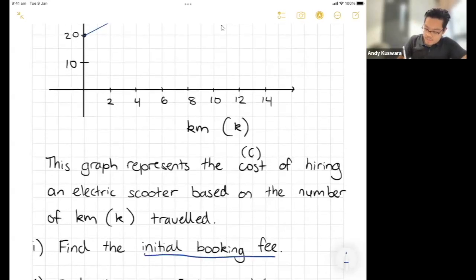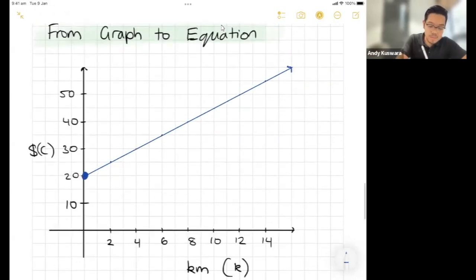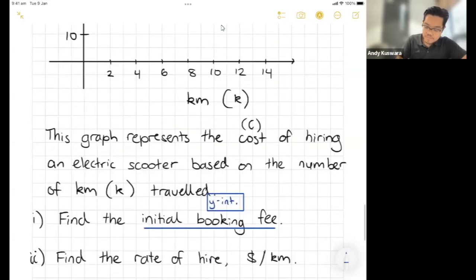Okay, so the initial booking fee, there's a big hint. That's your key terminology. That's talking about a y-intercept. And where is your y-intercept on your graph? It's right where it cuts the y-axis. And here you can see the y-intercept is $20. So there you go. That's $20. That's part one done.